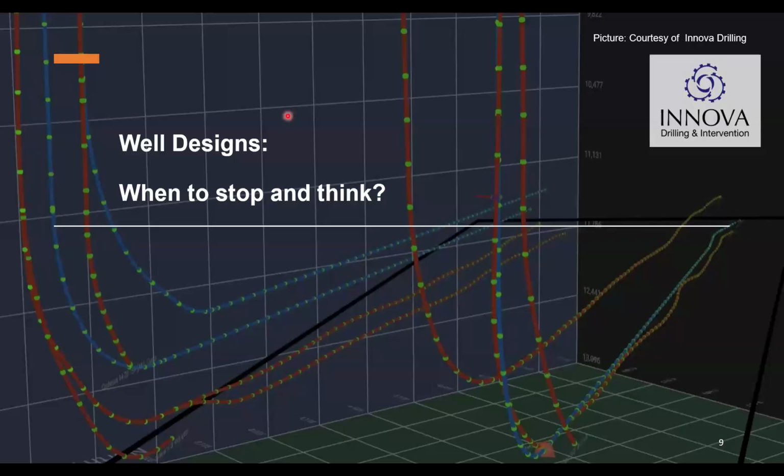I will take you to, okay, now getting to the easy mode, because we need to show you some of the things in the design. So, well design: when to stop and think. When something is looking too complex, it's time to think about why it has become so complex. Is there a need to be complex? I will probably stop it here because we will run out of time otherwise.